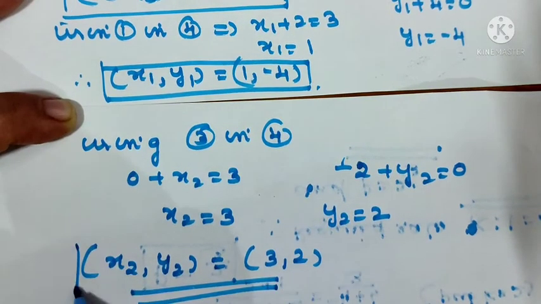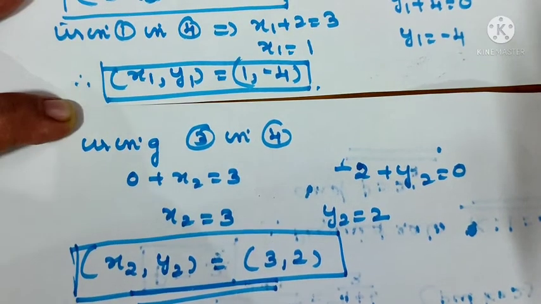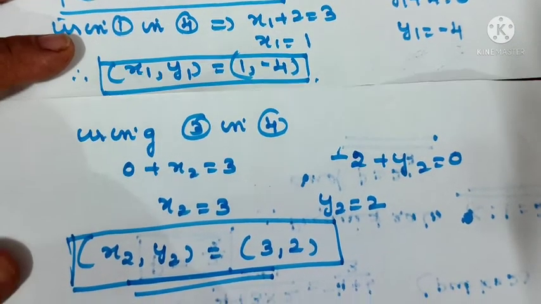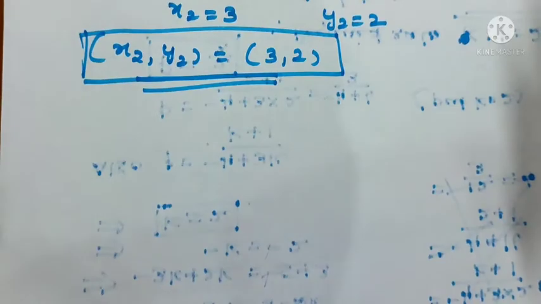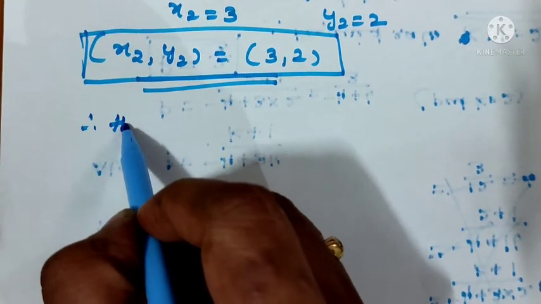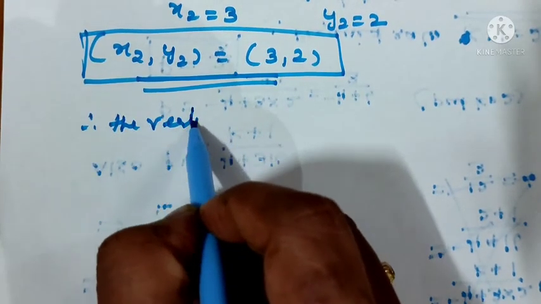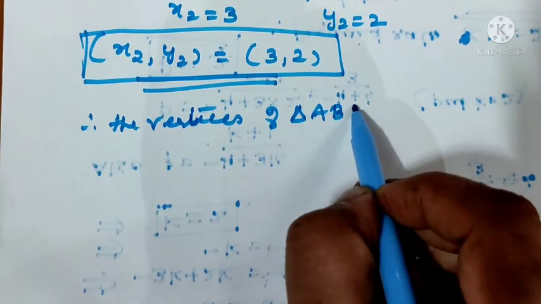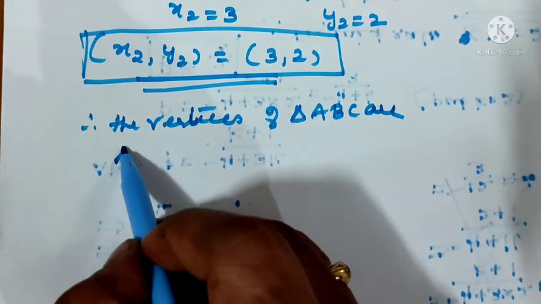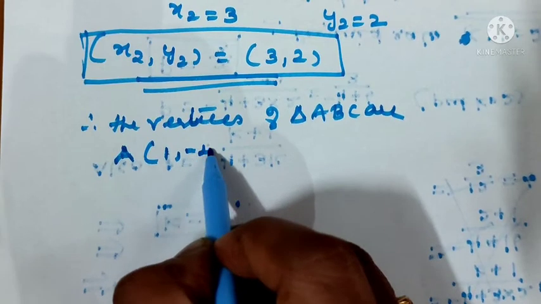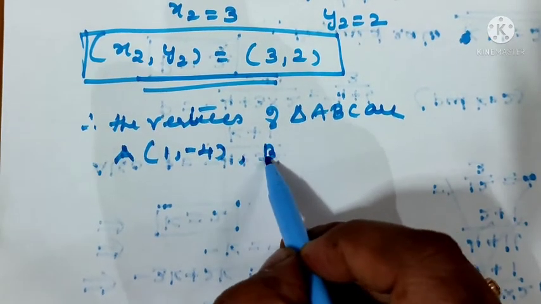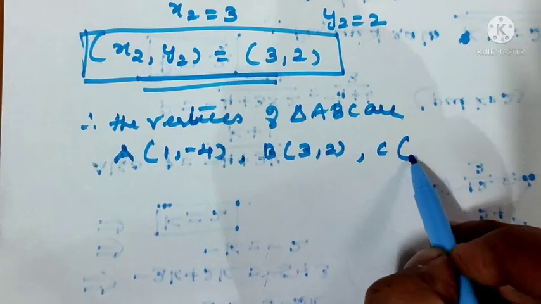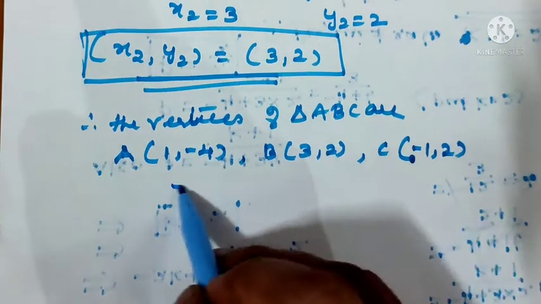So all the three coordinates we got. So we can conclude the answer as the vertices of the triangle ABC are A (1, -4), B (3, 2), C (-1, 2).